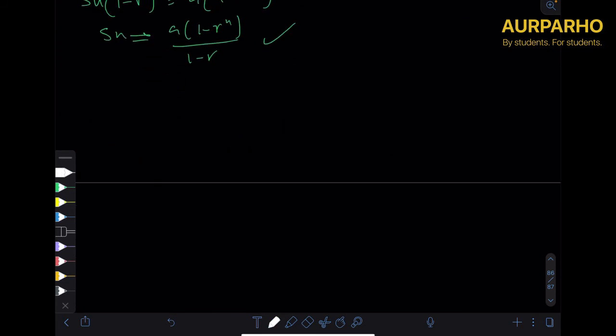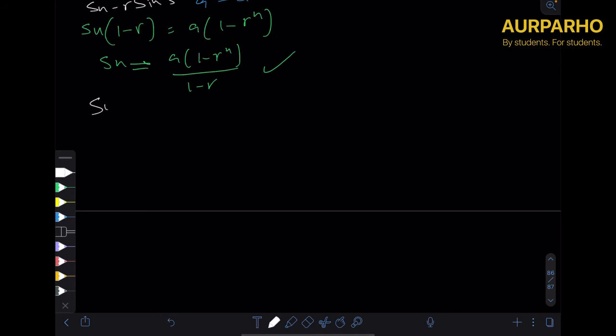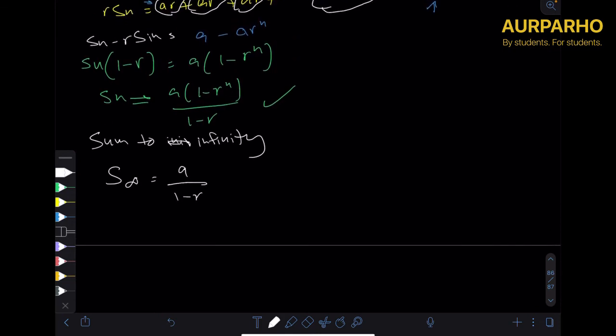The last bit of geometric progression that we're left with is sum to infinity. The formula for sum to infinity is a over 1 minus r, but this is not actually a new formula. This is the simpler version of the previous one, right?